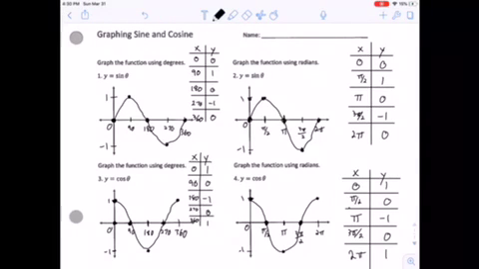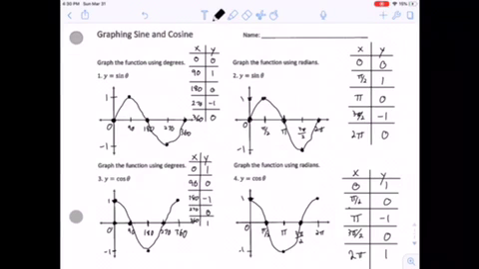Alright, so we're graphing sine and cosine here. These first four on this page are your parent graphs in degrees and radians. These tables are going to be huge for you to remember and know, and it's just the four or five major angles that you're going to be using with sine, cosine, and that is 0, 90, 180, 270, 360.